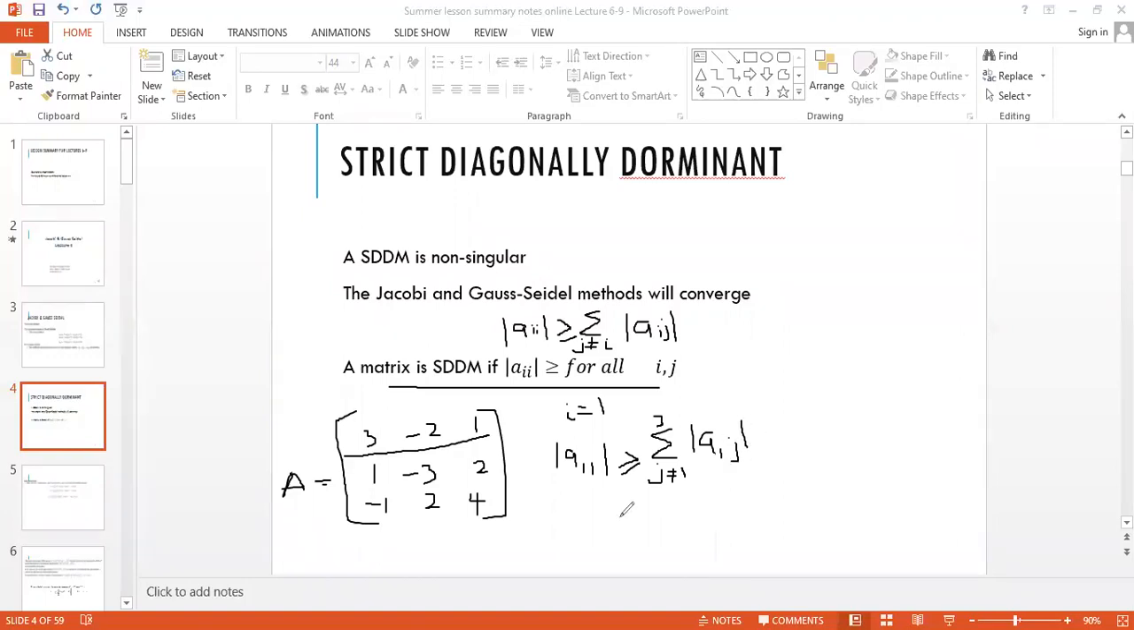Let me expand the right-hand side. The expansion will just be, j is not equal to 1, which means that j can be 2 and j can be 3. So the summation will just be the absolute value of A12 plus the absolute value of A13. Yes, so this is the expansion.